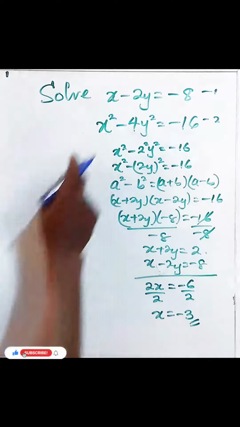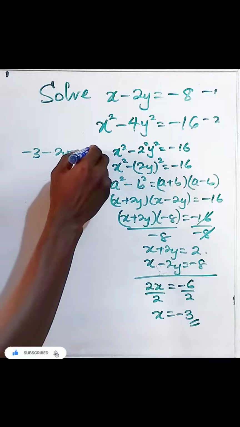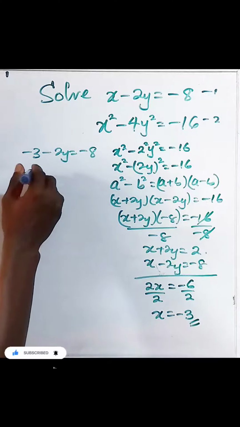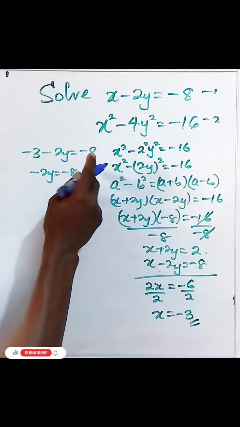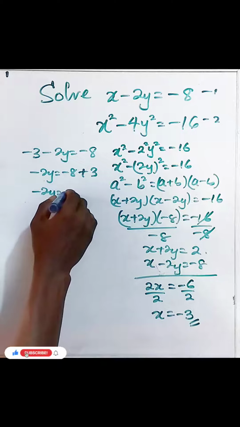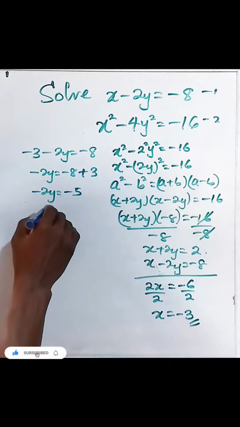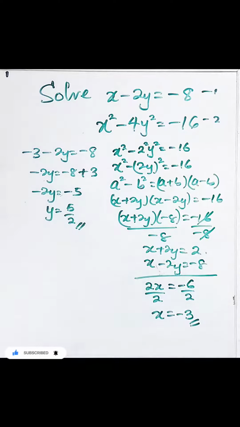Plug in x into equation 1. Here we have minus 3 minus 2y equals minus 8. So here you have adding 3 to both sides: minus 2y equals minus 8 plus 3. So minus 2y equals minus 5. Then y will give us 5 over 2. And these are the corresponding values of x and y. Thank you and God bless you.